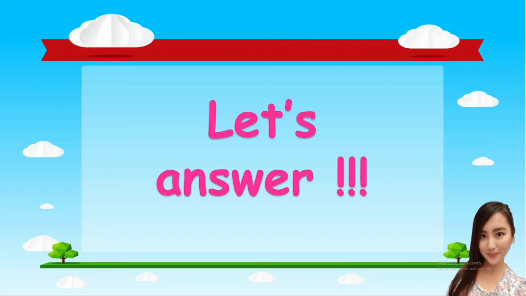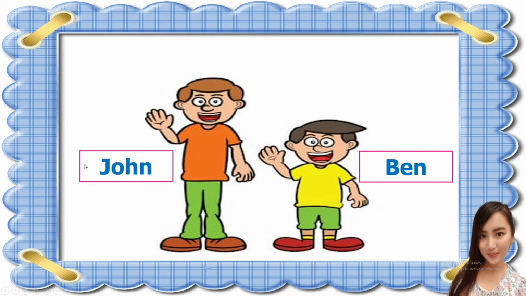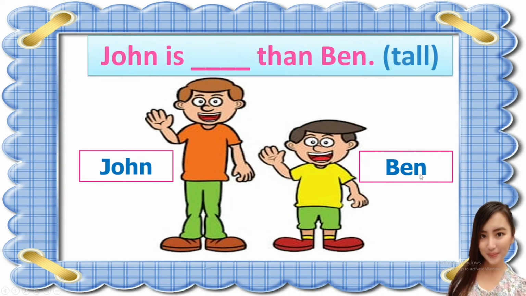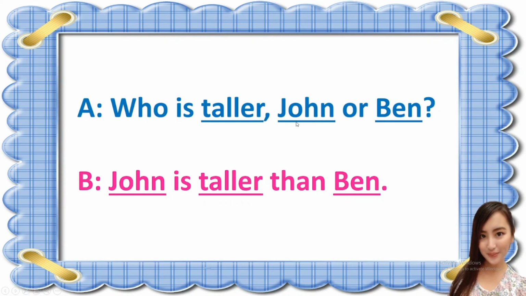So now let's test if you really understood the lesson. Let's answer. Okay, so in here we have John and Ben. John is blank than Ben. The adjective is tall. Who is taller, John or Ben? The answer is John is taller than Ben. Okay, tall, we add ER. It's a short adjective.